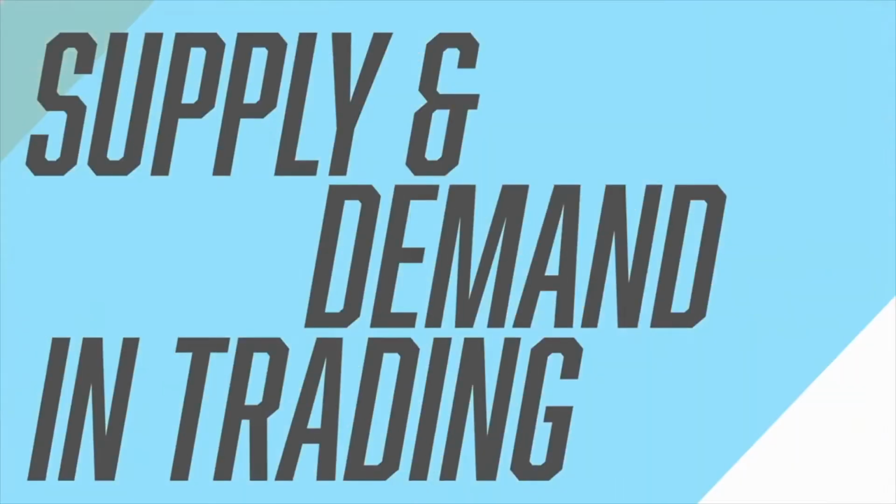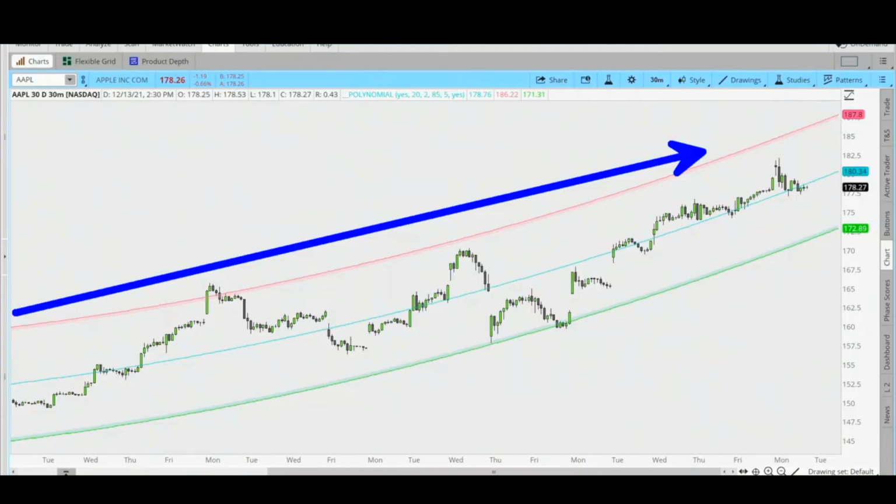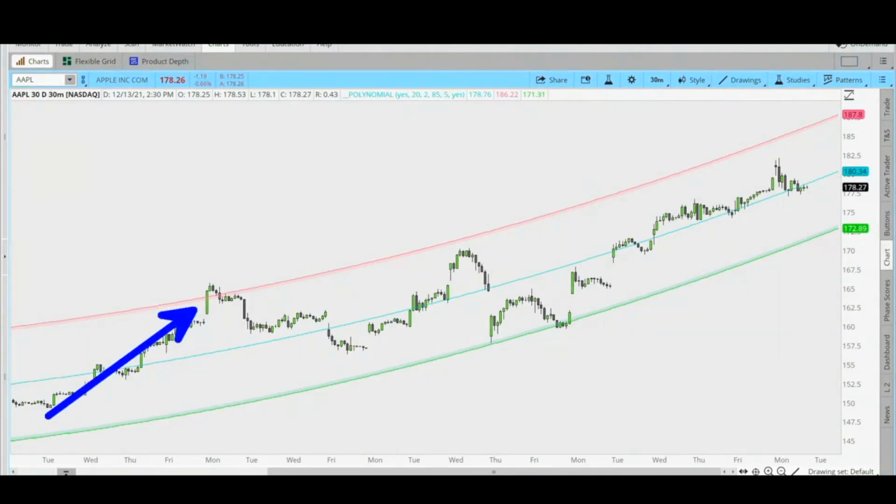Now, have you ever heard of the saying supply and demand when it comes to support and resistance? When a stock is uptrending, that tells me that the demand is high. When price is up against resistance, that tells me the demand is too high for me to buy.